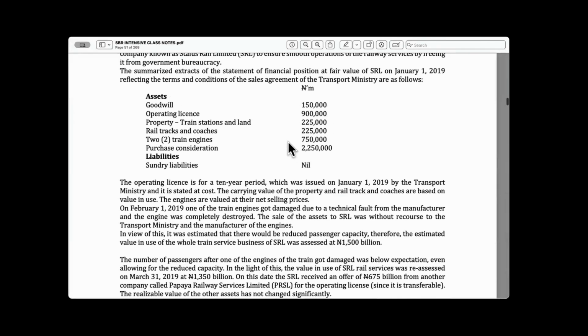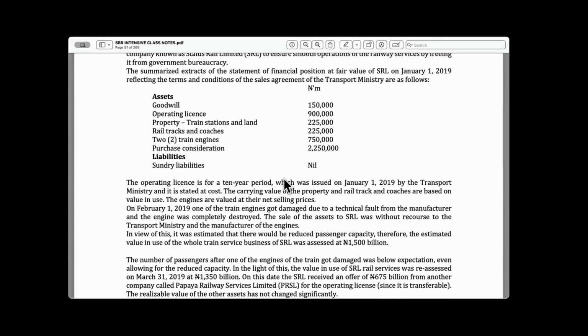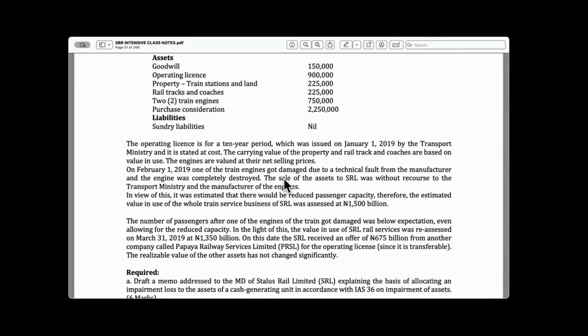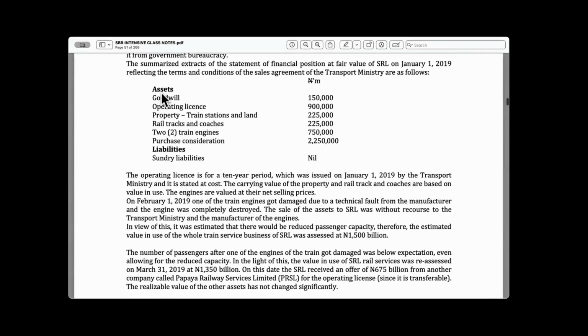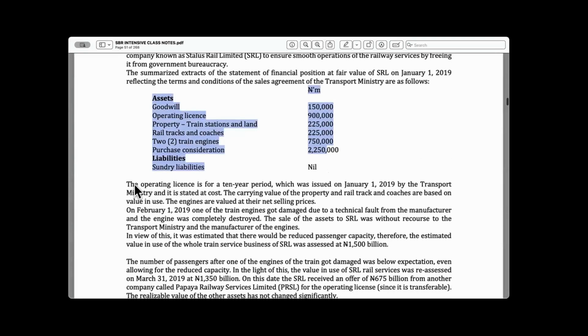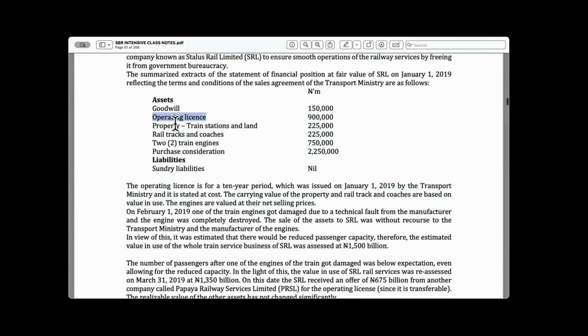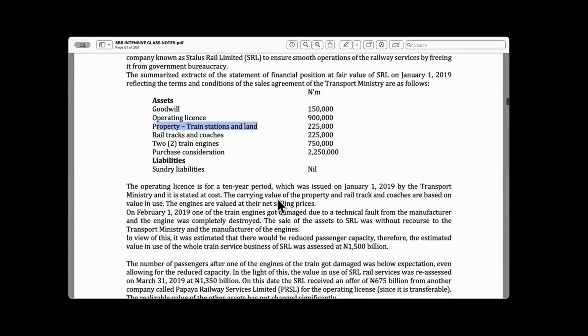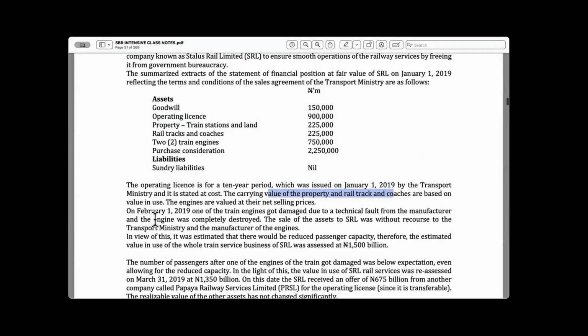Yeah, so I was talking about this company. They gave us a CGU, a train station, and they gave us the assets. And this other paragraph is giving us a description of each of these assets: that this operating license is at cost, the property, rail tracks, and coaches are value in use, and the engine is at its net selling price.